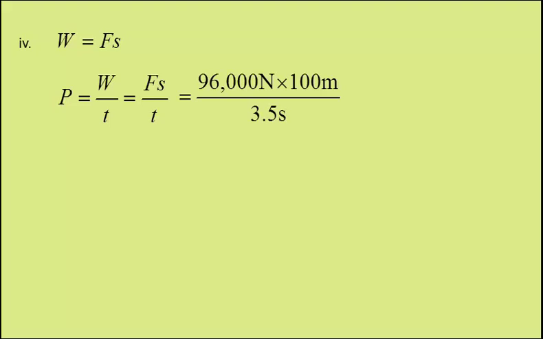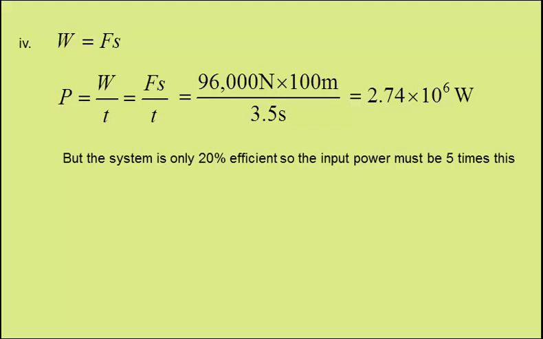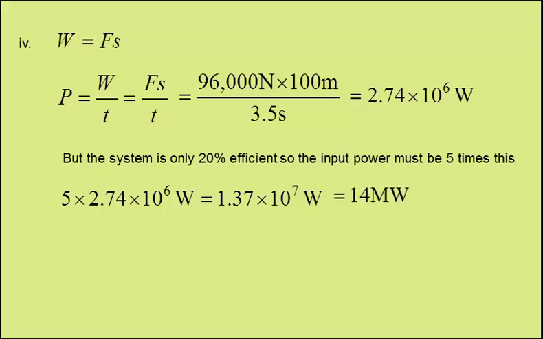We have a force of 96,000 newtons over 100 meters in 3.5 seconds, giving a power output of 2.74 times 10 to the 6 watts. But the system is only 20% efficient, so the input power must be 5 times this. This comes out at 1.37 times 10 to the 7 watts, or 14 megawatts.